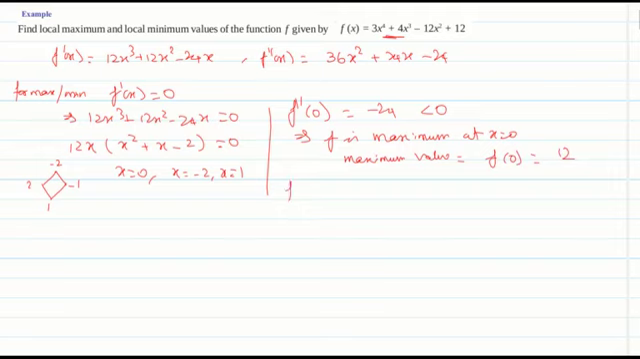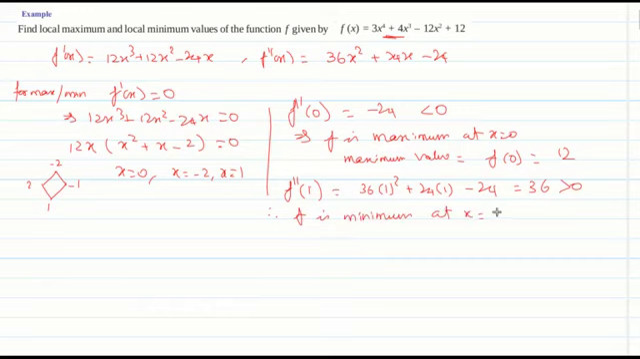Next, f double dash of 1, that is 6 times 1 squared plus 24 times 1 minus 24. 24 cancels, we get 36, which is greater than 0. Therefore, we can say f is minimum at x equal to 1. Therefore, the minimum value is nothing but f of 1. Here if you substitute, it is 3 plus 4 minus 12 plus 12. It is nothing but 7.